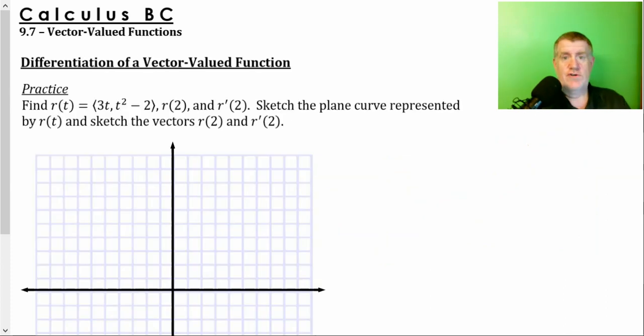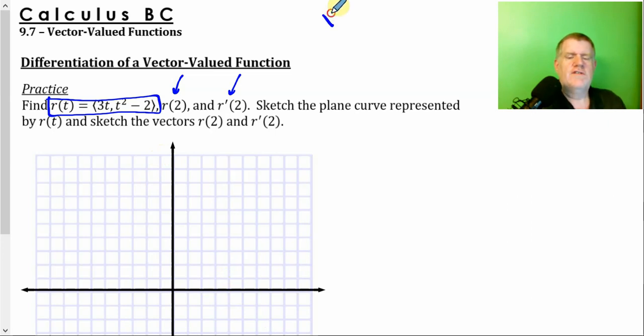All right, here's what we're going to do. We're going to take this vector valued function and graph it. Then we're going to graph the one particular vector r of 2 and the derivative of the vector valued function at 2. Now, how do we want to graph it? Do we want to put t values in and sketch it? Do you want to turn it into a rectangular graph? It doesn't really matter. I think I might try that.